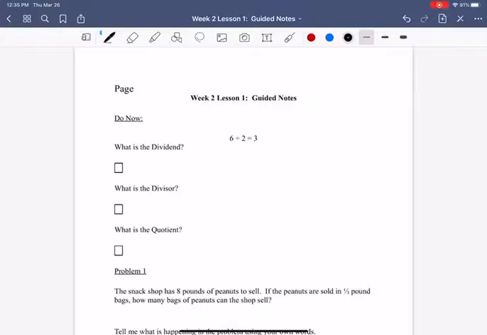Hey everybody, this is week 2, lesson 1, guided notes. Today, we're going to be dividing with unit fractions.